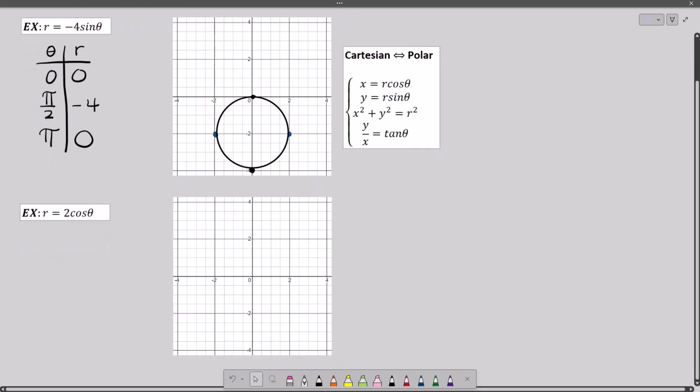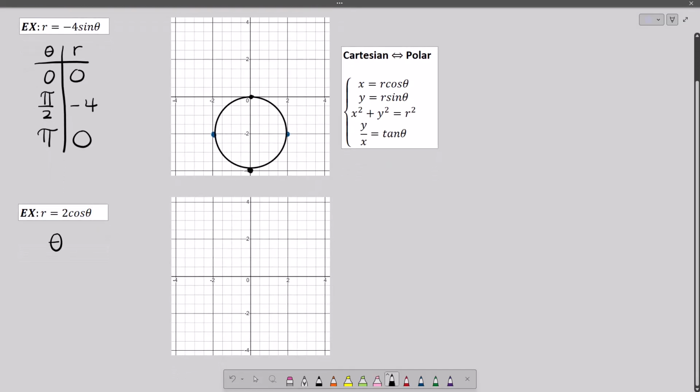So let's try this one. Same process. Let's plug in a theta and get some r's. We plug in 0, so 0 degrees, 0 radians that way. Cosine of 0 is 1. 1 times 2 is 2. So in the 0 direction, that's to the right, our point is 2 units from the origin. So that's our first point. Theta equals 0 is over there.